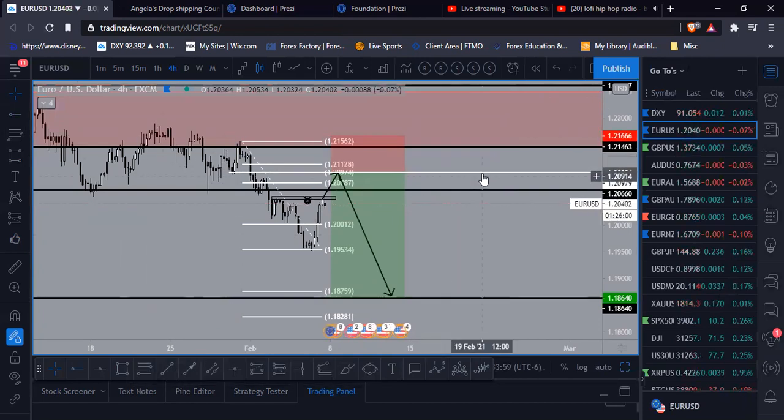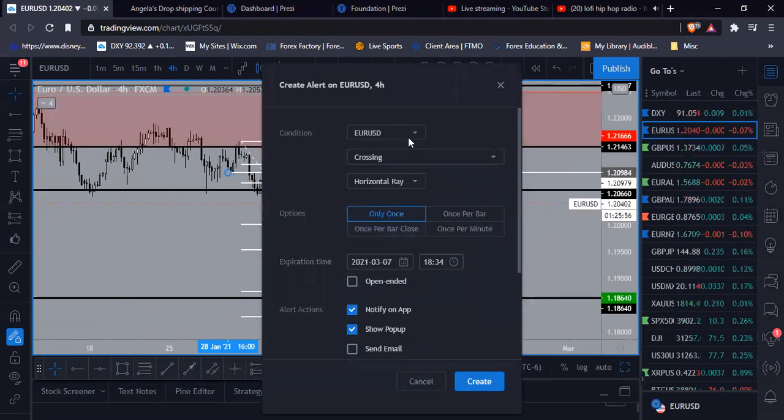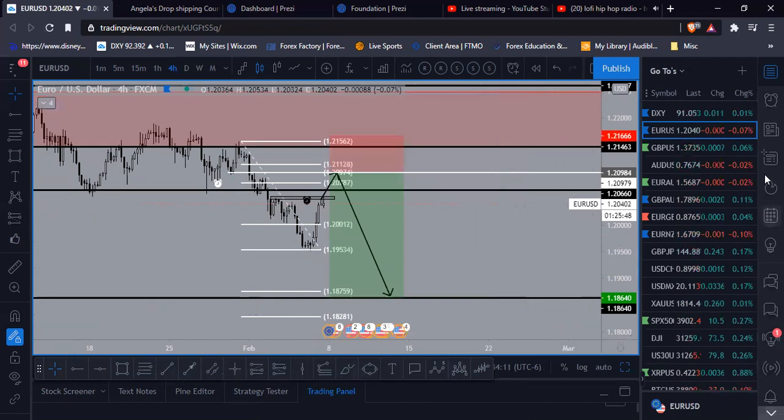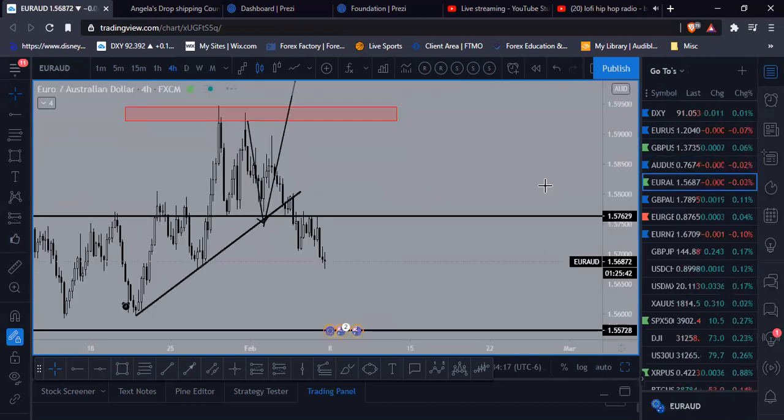If I miss this, it is what it is. I have arbitrage that can help me out. Crossing 71% fib, sell entry. There we go. All right, so that's AU. So let's see how that plays out. But got the blue on it. It's going over to EURAUD.